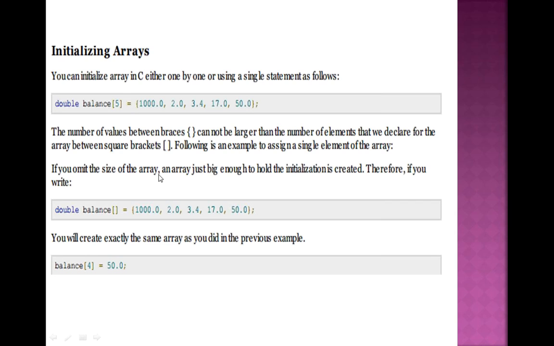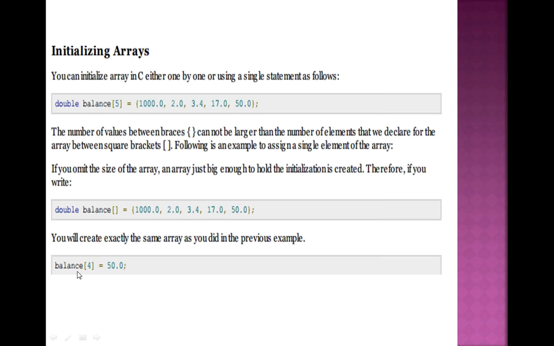This says if you omit the size of the array, an array just big enough to hold the initialization is created. It means if you forgot to give the size of an array, and this is blank, it takes any number or any type of values, or multiple values that you need, that is your double balance. You will create exactly the same array as you did in the previous example.